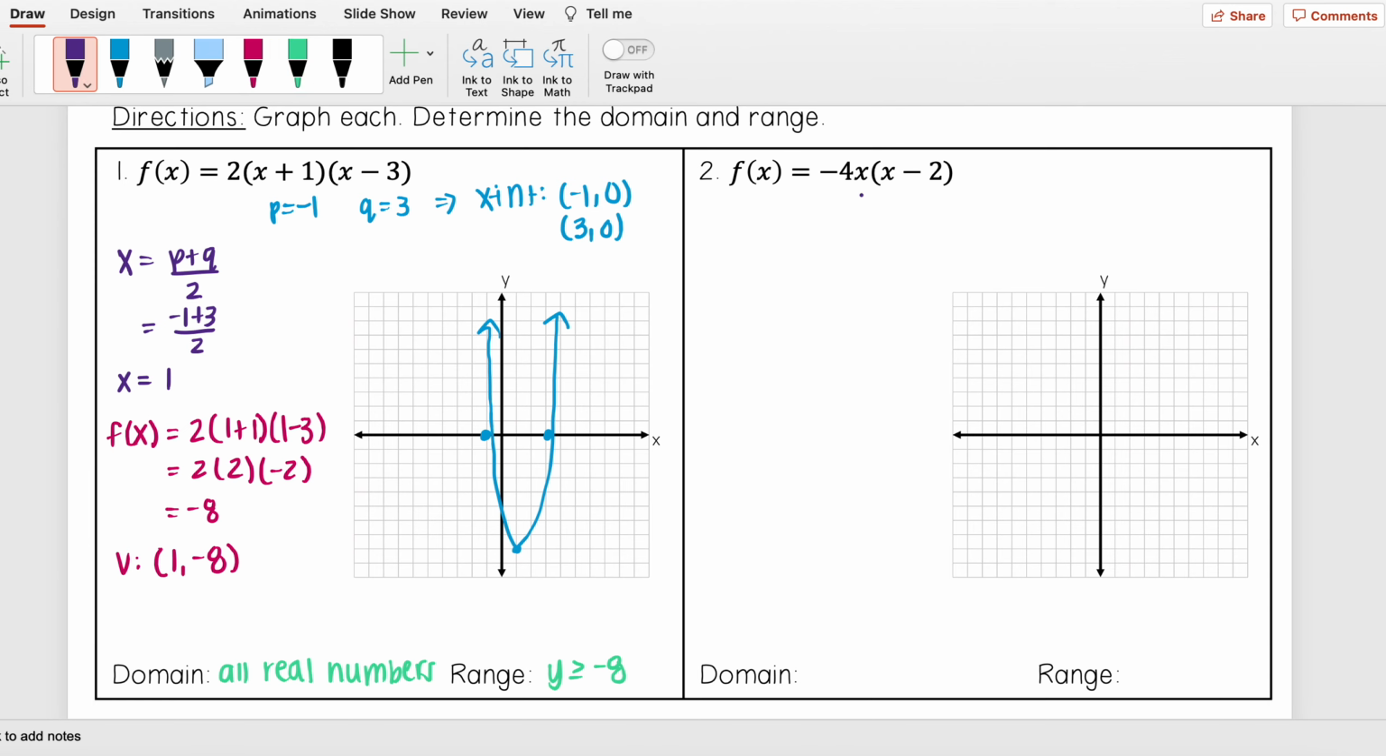Now for this last one, this one looks a little bit different. I don't have parentheses over here, I just have negative 4x. But one way that you can think about this is that this is the same thing as saying negative 4 times x plus 0, times x minus 2. So that means that my p-value is just going to equal 0, and my q is going to equal 2. And so therefore my x-intercepts are 0, 0, and then 2, 0.